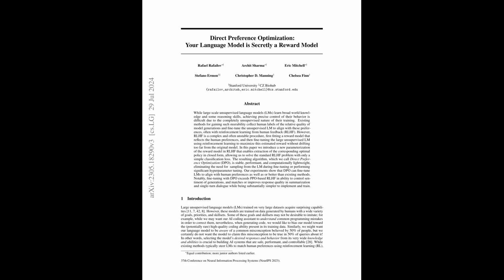This means you can directly maximize the likelihood of the observed preference data with respect to the policy parameters using a simple binary cross-entropy loss. No reward model to fit, no RL loop to run, no value function to estimate, no sampling from the model during training. You just need your preference dataset, your reference model, and gradient descent.